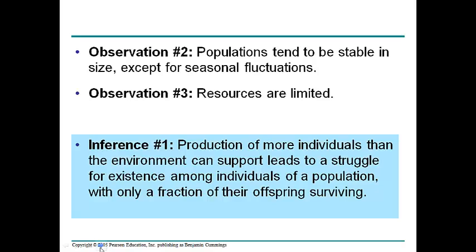Production of more individuals than the environment can support. So if there is a point where we have more offspring than the environment can feed or shelter, that means there's a struggle for existence among individuals. So some individuals survive, some do not.